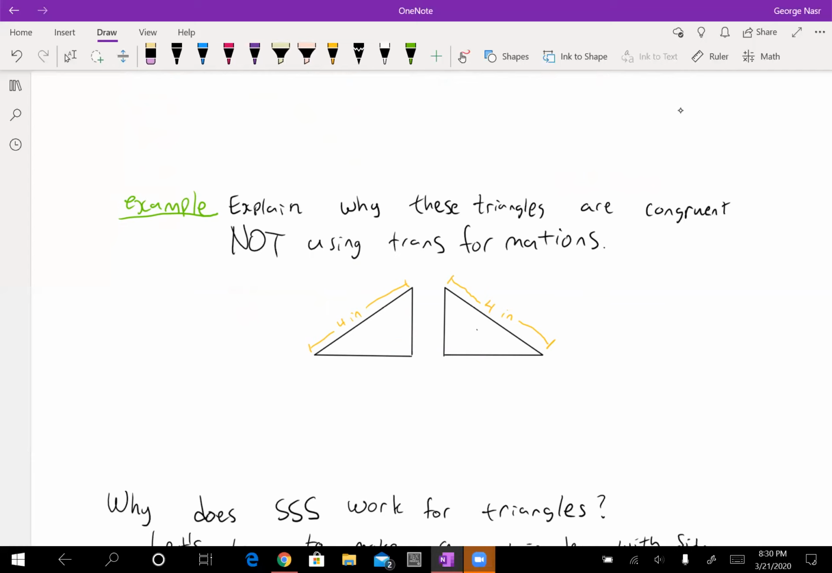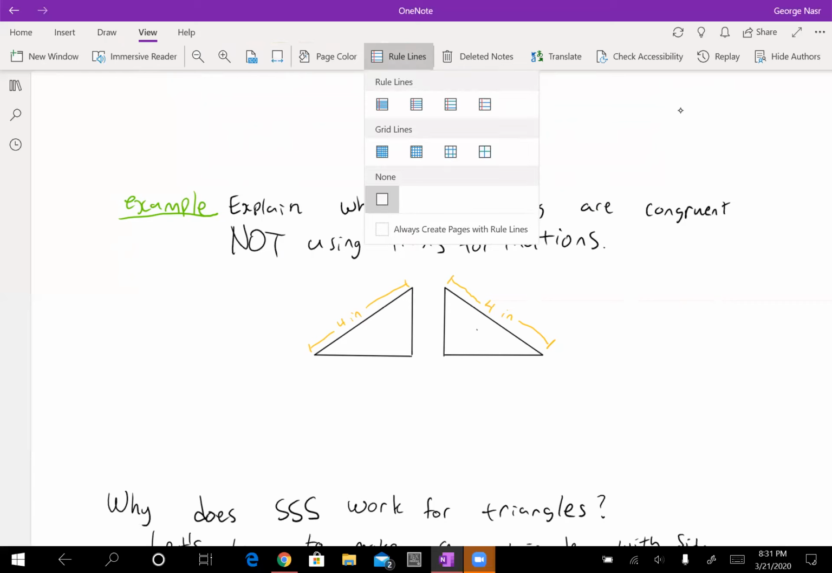So let's explain why these triangles here are congruent without using transformations. If we were allowed to use transformations, it's kind of clear, right? I can do a reflection across this line, and then one will land on the other, and that's what it means to be congruent, if they're the same shape. So reflections would give it to us, but let's not use that. Are we able to prove that these shapes are the same lengths? I know I got rid of my grid lines, but I think I actually did want the grid lines here.